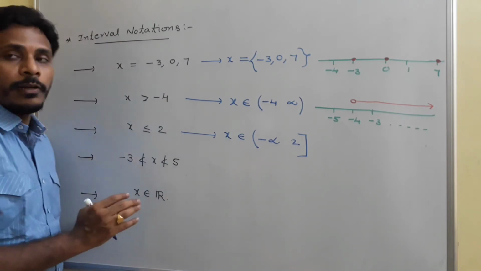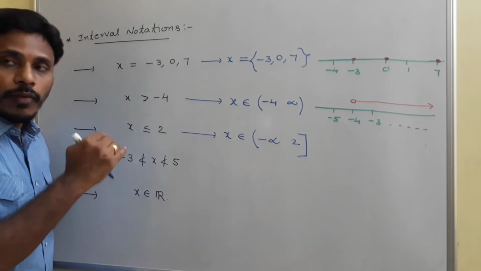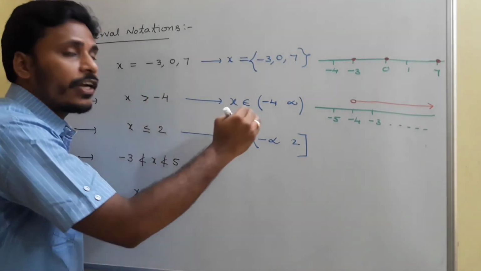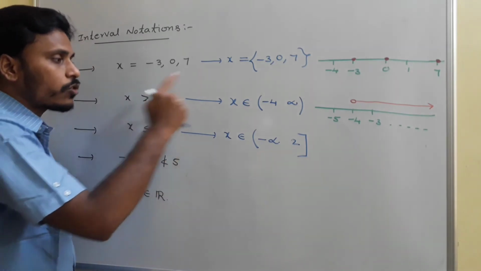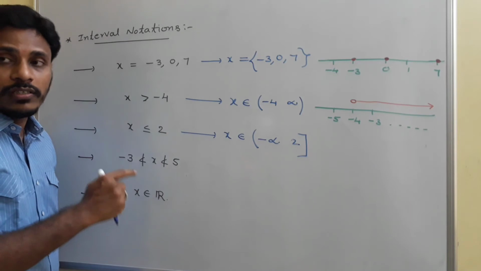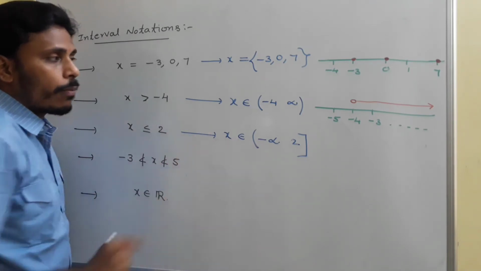Always just think about it. First we need to write the smaller number, then you need to write the larger number. From the smaller value to the larger, that's the solution. From minus infinity to 2. 2 is also there, so take a closed bracket there. And minus infinity is an unknown, very small value. Since it is unknown, you need to take an open bracket there.